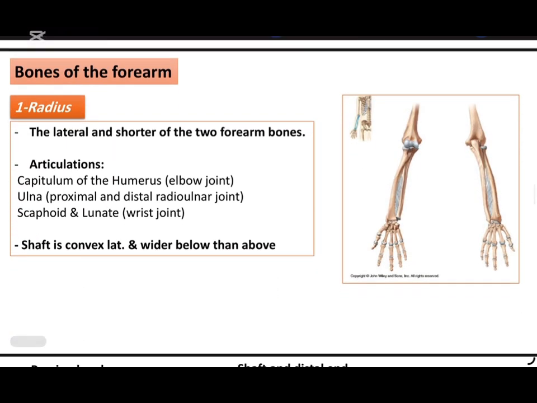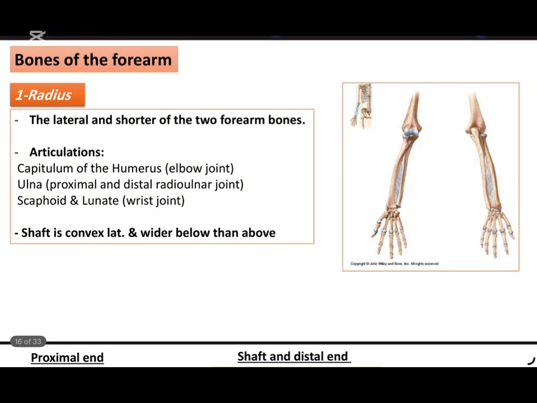So let's move to the bones of the forearm. We said we have two bones in this region. We call them radius and the ulna. Radius is the lateral bone, while the ulna is the medial bone. Which one is longer than the other?